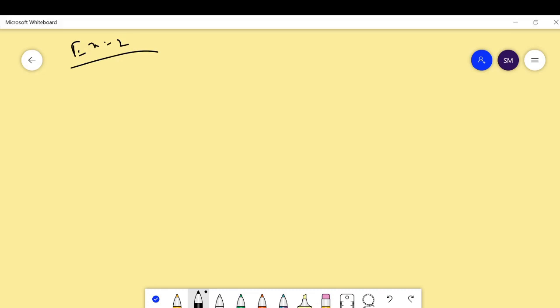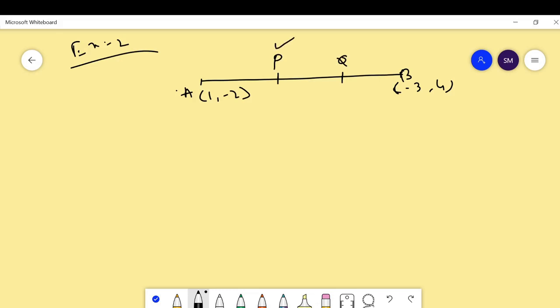Example 2 says, find the coordinates of the points which trisect the line segment joining A and B. Here the coordinate of A is (1, -2) and B is the point with coordinate (-3, 4). Trisect means the line is divided into 3 equal parts. Suppose this is point P and this is point Q. We have to find out the coordinates of both P and Q. The line is trisected, which means AP is equal to PQ is equal to QB. Suppose each part is lambda.